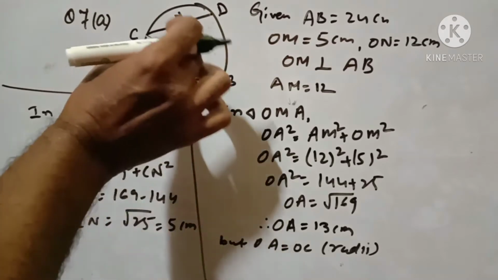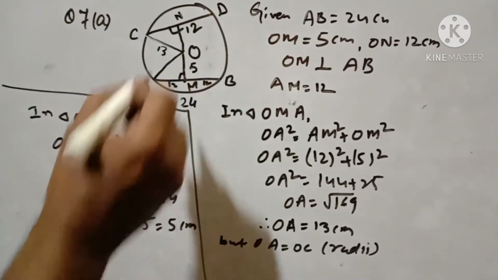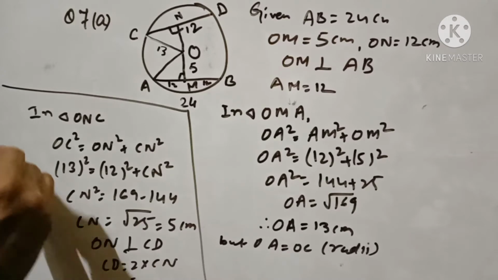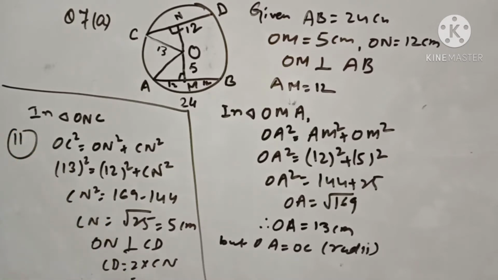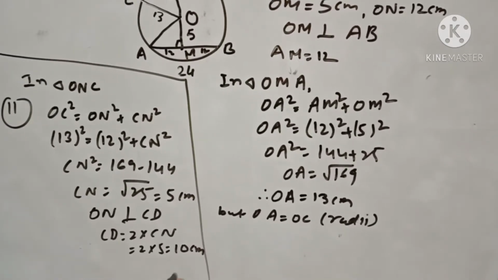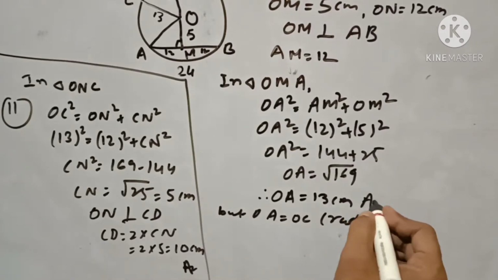Now CN is 5. Therefore CD equal to what? Because ON is perpendicular to CD, therefore CD equal to twice of CN. Twice of CN means this is the second part. Twice of CN means 2 into 5. It will be 10 centimeter. This is your required answer. Write down please.